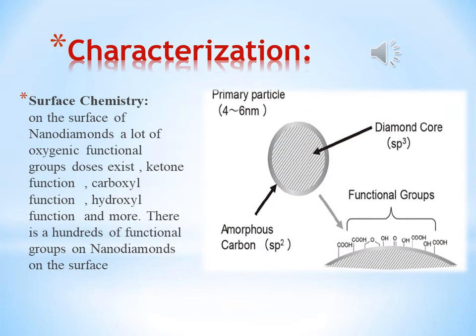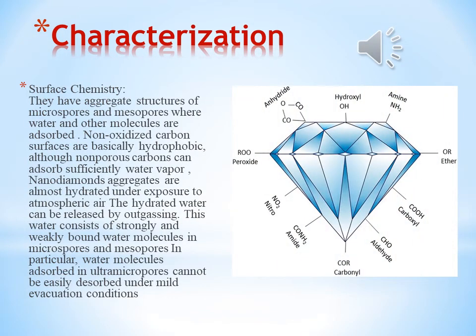Let's talk about surface chemistry. Surface chemistry is an important property because it gives nanodiamonds a lot of features. On the surface of nanodiamonds, there are a lot of oxygenic functional groups like ketone function, carboxyl function, hydroxyl function, and more. There are hundreds of functional groups on the nanodiamond's surface. They have an aggregate structure of micropores and mesopores, where water and another nucleus are absorbed.